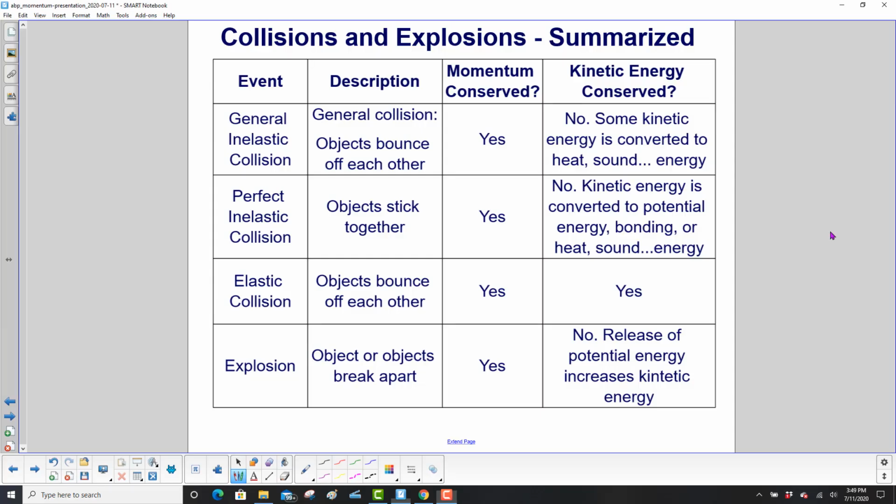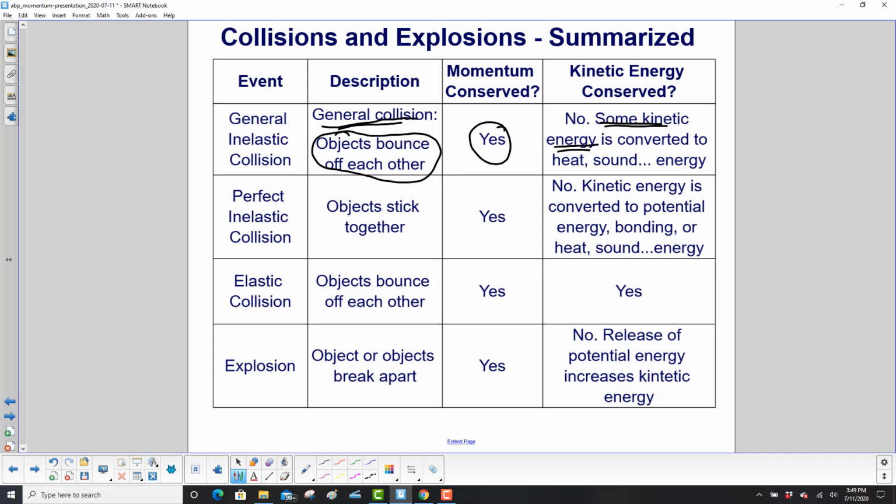Very valuable table. You'll see this in every level of physics that you take. Now, we discussed the inelastic collision, but we said the objects stick together. Well, we didn't give the whole story. In a general inelastic collision, see we have general here, the objects will still bounce off of each other, just like an elastic collision. Momentum is conserved, but here's the key thing. Kinetic energy is not conserved. That differentiates an inelastic collision from an elastic collision.